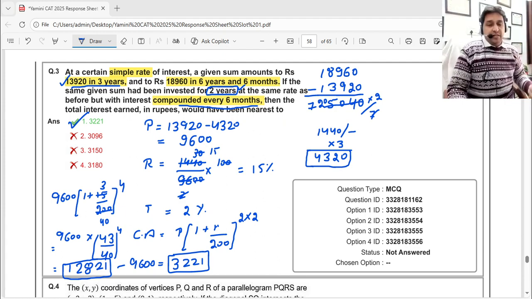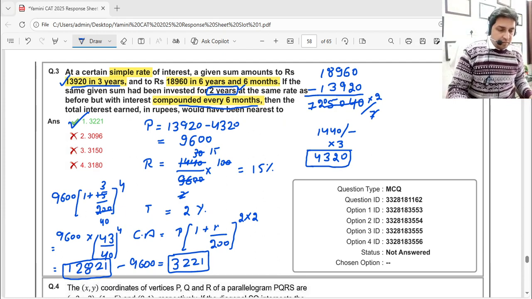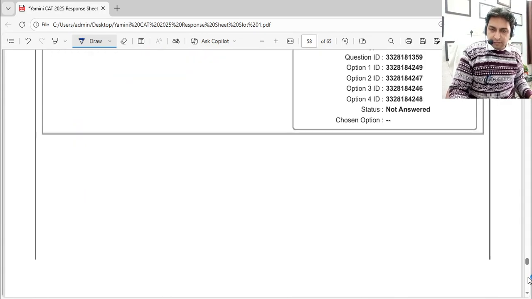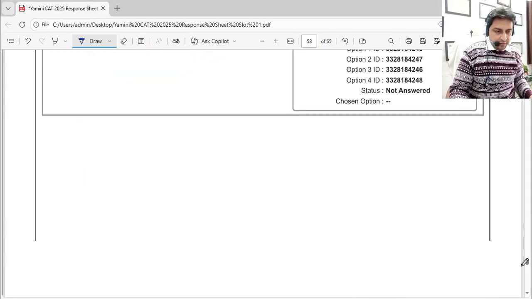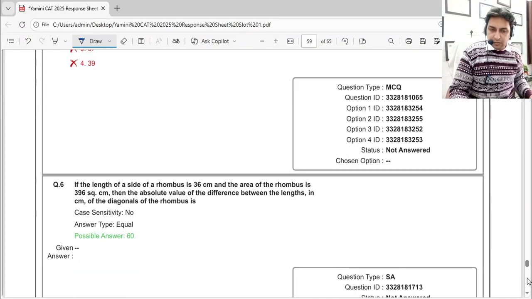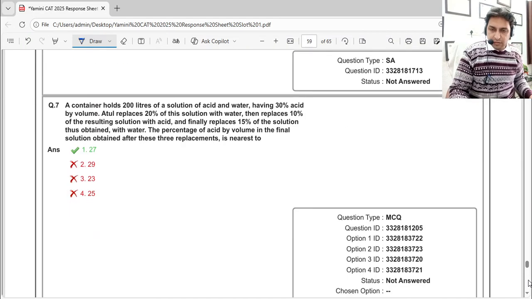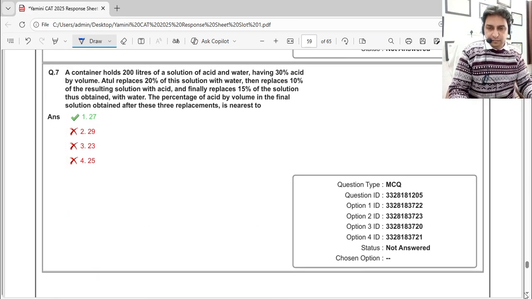I believe that is quite simple, quite easy. Let's go to the next question of the quant arithmetic. Fourth is not arithmetic. This is also not arithmetic. Now this question number 7, this is again an arithmetic question. Now what does this question say?